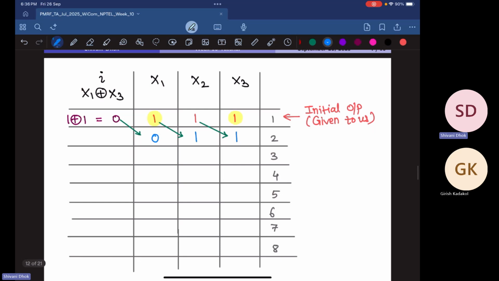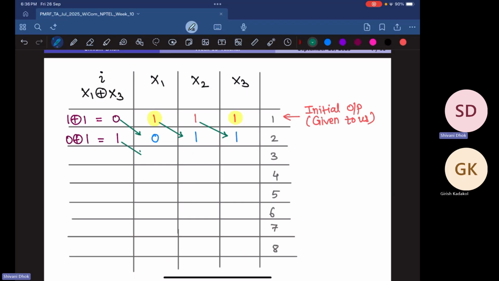Now what we need to do is figure out what my I will be. My I will be 0 XORed with 1, which is equal to 1. Okay. Then in the third time instant, same thing.